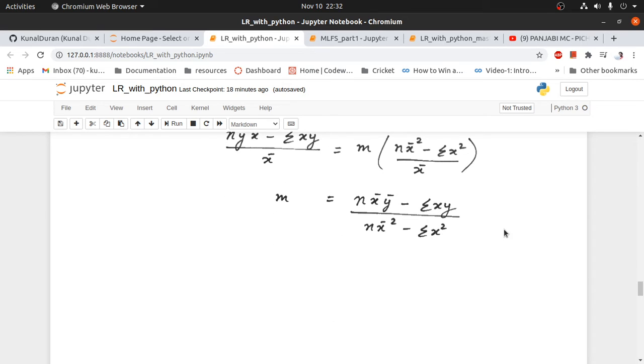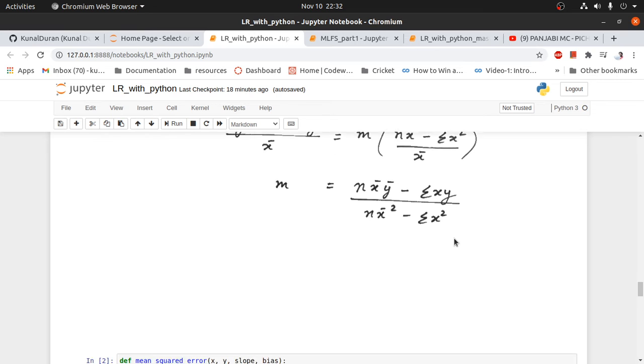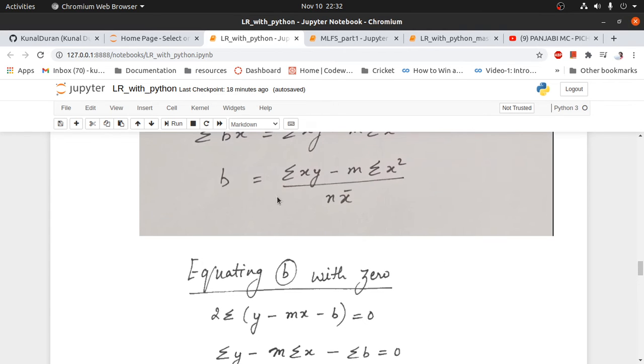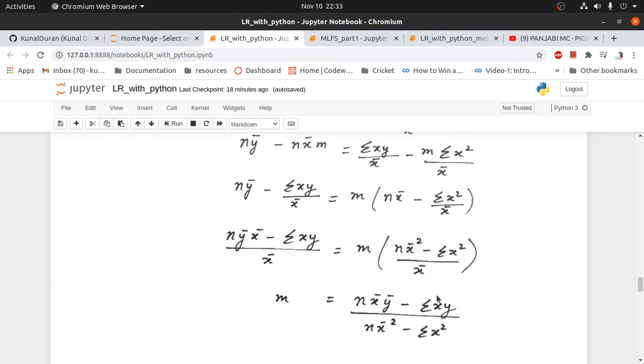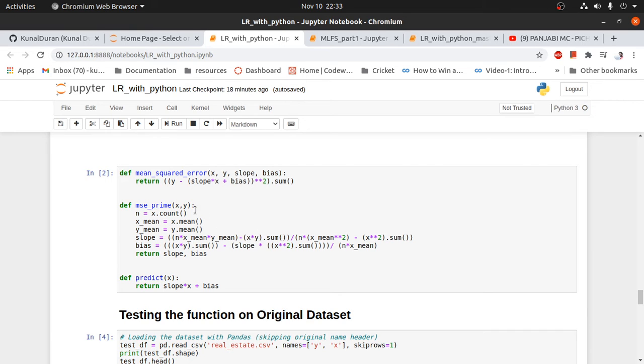So now the slope is this: n into x bar y bar minus sigma xy, divided by n x bar squared minus sigma x squared. This is the value of our slope, and the value of b is this one. By simply putting all these things into a Python function, we get the functionality to determine a best fit line.